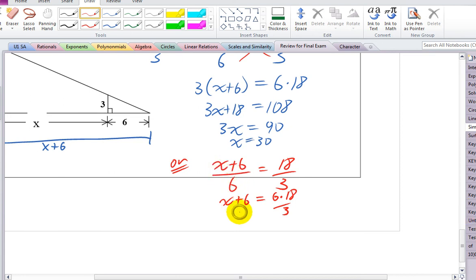So we could get rid of this fraction just by multiplying by 6, which is like a different variation of what we're doing. Okay, so we get x plus 6 equals 6 times 18 is 108, divided by 3 is 36. And so then we get x equals 30. So we just showed you three different ways to solve the same question. Just pick one and use it.